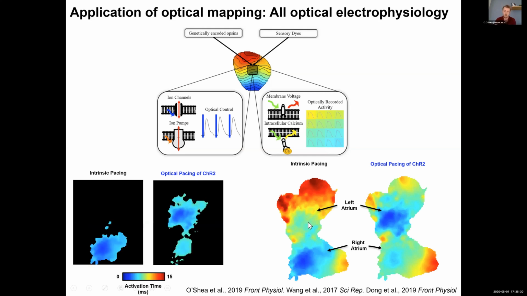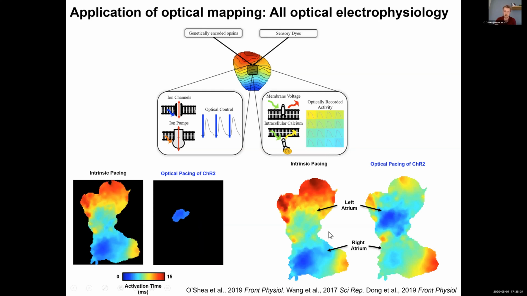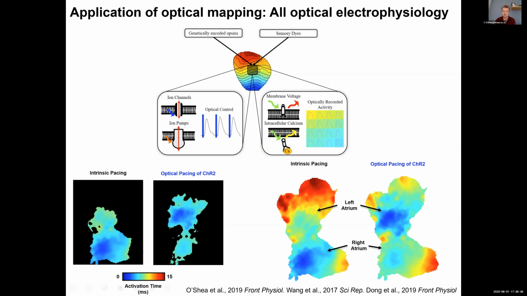In the intrinsic pacing conditions, we see, as we'd expect, the conduction beginning in the sinoatrial node, towards the right of the atrium, and spreading back. However, when we move to optogenetic pacing, so we use blue light, we see that blue light excites the channelrhodopsin-2 in the left atrium first, and then we change the activation pattern. And thanks to optical mapping, we're able to see this in really high detail.